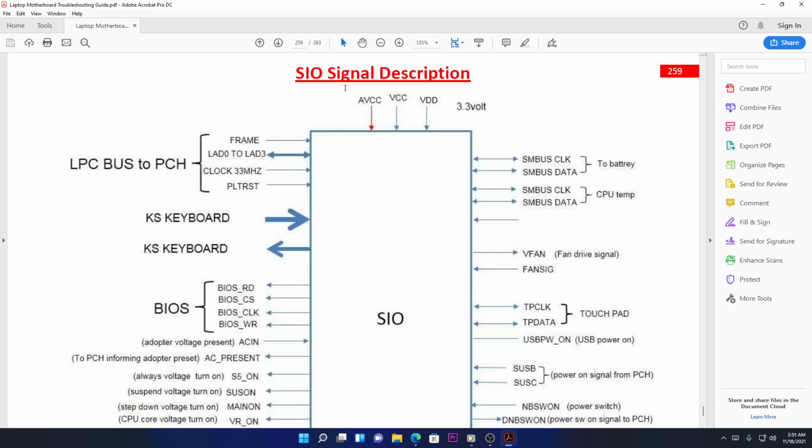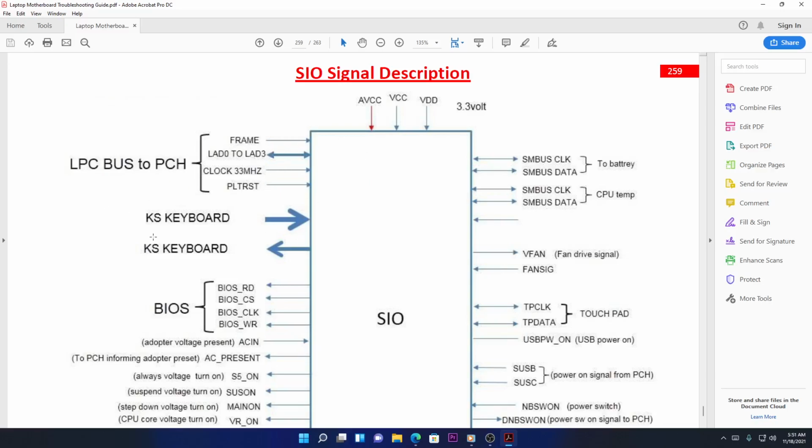Let's go ahead. So that voltage coming from the chip will be called AVCC, VCC, VDD or VIN. All right, I hope now you understand all those signals. The same thing, AVCC, VCC, VDD and VIN, it's all one thing. Okay. Go ahead, let's check here.